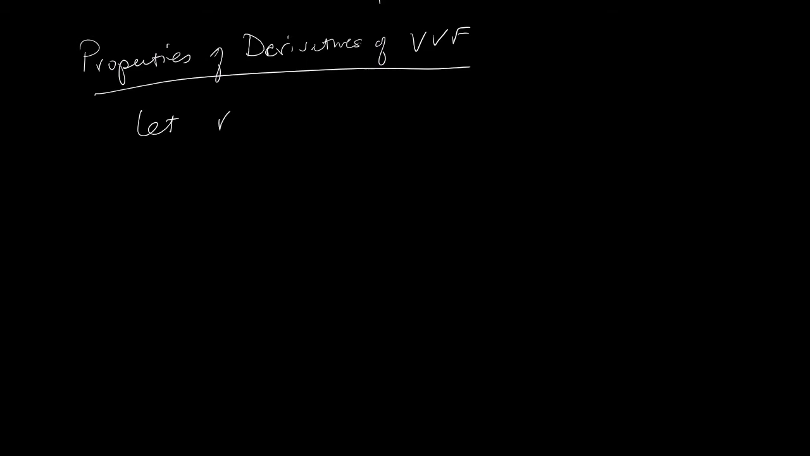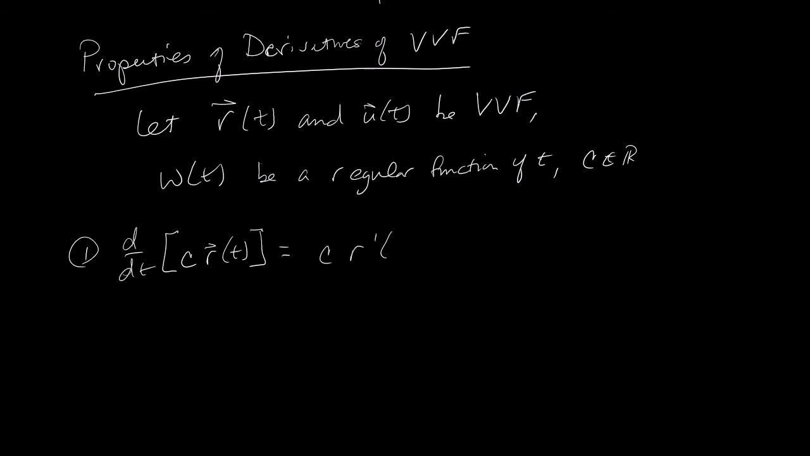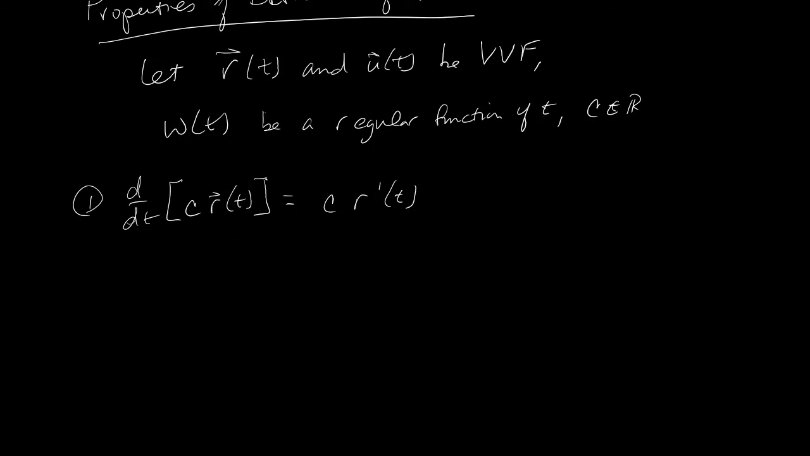So let r of t and u of t be vector valued functions, w of t be a regular function of t, very mathematical there, and c a real number. Then here's what we've got. Number 1, the derivative with respect to t of a constant c times r of t is just equal to c times r prime of t. Okay, so the constant is just going to come right out.